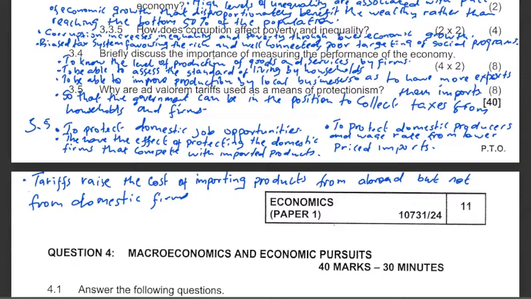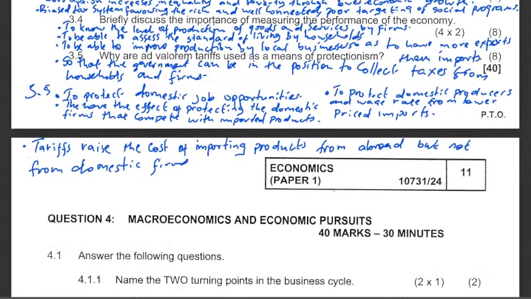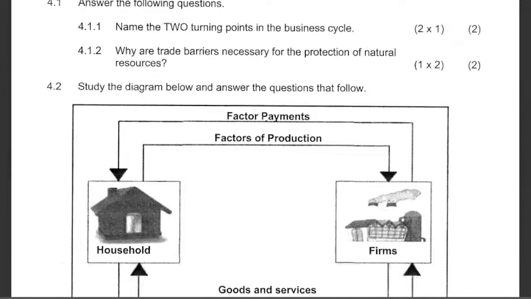Okay, right. So now we can move on to the next question, which is question 4. Question 4.1.1 reads: name the 2 turning points in a business cycle. We have a peak and a trough. Another one says, why are trade barriers necessary for the protection of our natural resources?